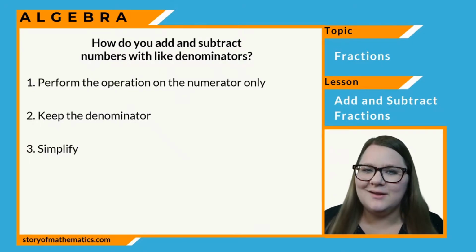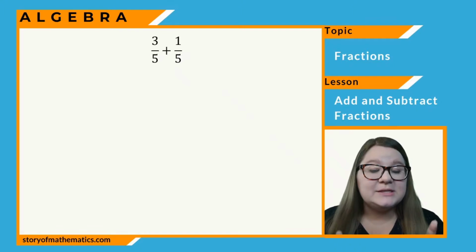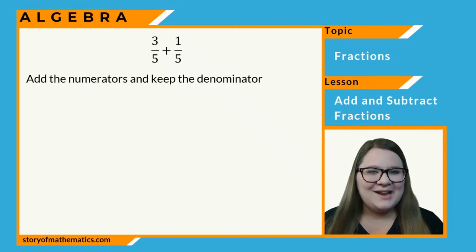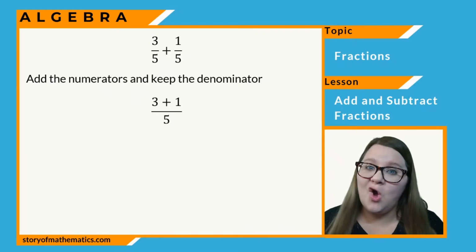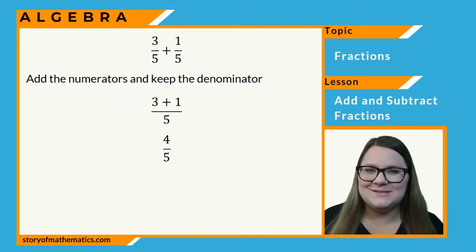So let's take a look at an addition problem. 3/5 plus 1/5. Notice here that the denominators are indeed the same. They're both 5. So we can add the numerators and keep the denominator. So I can rewrite this as 3 plus 1 over 5, and 3 plus 1 is 4. So this comes out to be 4 over 5, or 4/5.